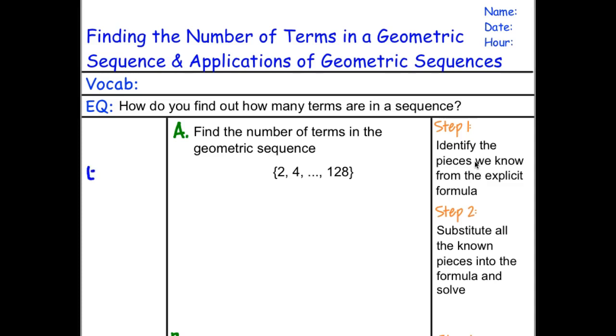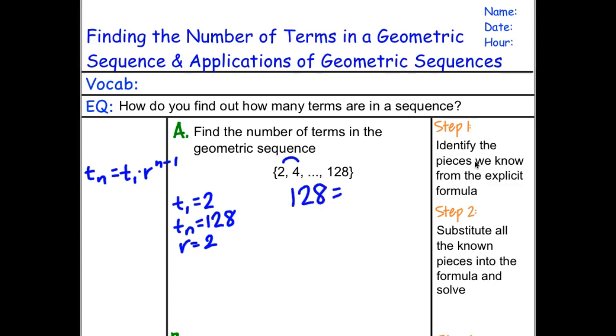We know that our explicit formula is term n equals term 1 times r to the n minus 1 power. So we know that term 1 is 2, we know that term n is 128, and we know that r is 2 because to get from 2 to 4 we have to multiply by 2. So we put that in, we get 128 equals 2 times 2 to the n minus 1 power. We would divide both sides by 2 to get rid of this 2 out front, and we get 64 equals 2 to the n minus 1 power.